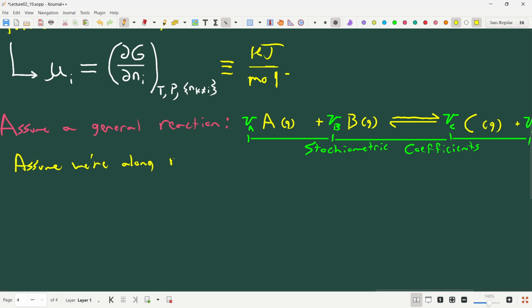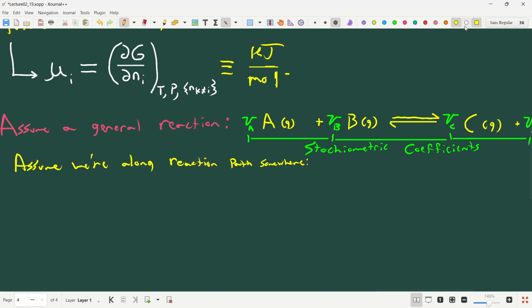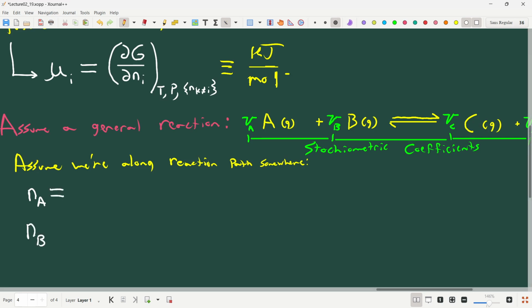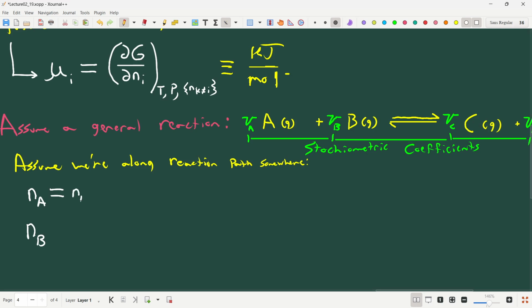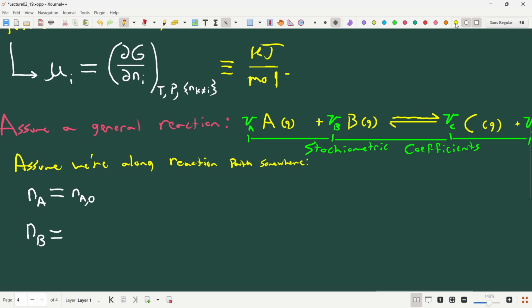So assume we're along the reaction path somewhere. So it's such that the reaction may be done, it may not be done, we're not sure. And so let's define the number of moles for each of our components. So imagine we have moles of A and moles of B. How do we define these? Well, first we'll define them relative to their starting materials. So this is the starting material. So imagine we put in 1 mole of A at the beginning, and we have N_B0. These are the initial conditions, the initial moles.